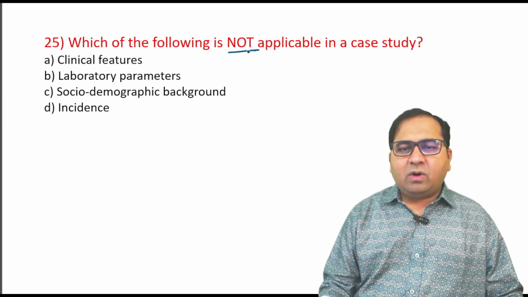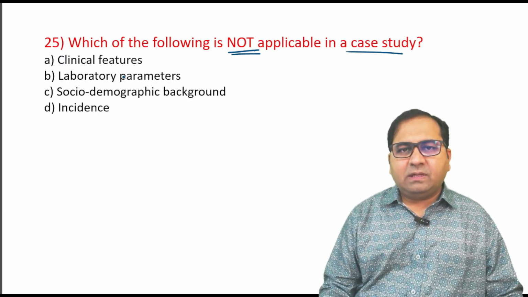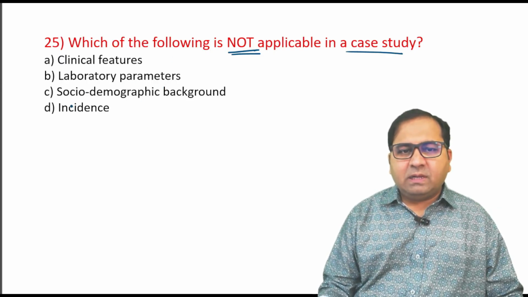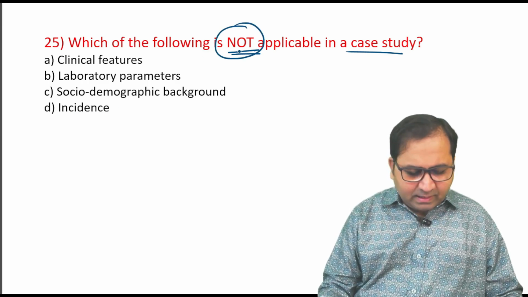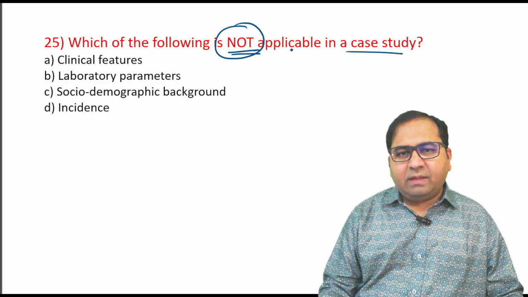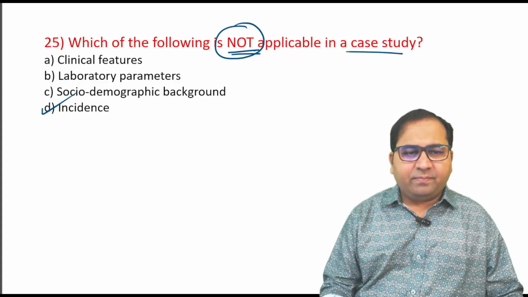Which of the following is not applicable in a case study? The options are A. Clinical features, B. Laboratory parameters, C. Socio-demographic background, or D. Incidence. So which is not applicable in a case study? In a case study, because it's a single case, you don't speak regarding the incidence. Incidence is not for a single case study.